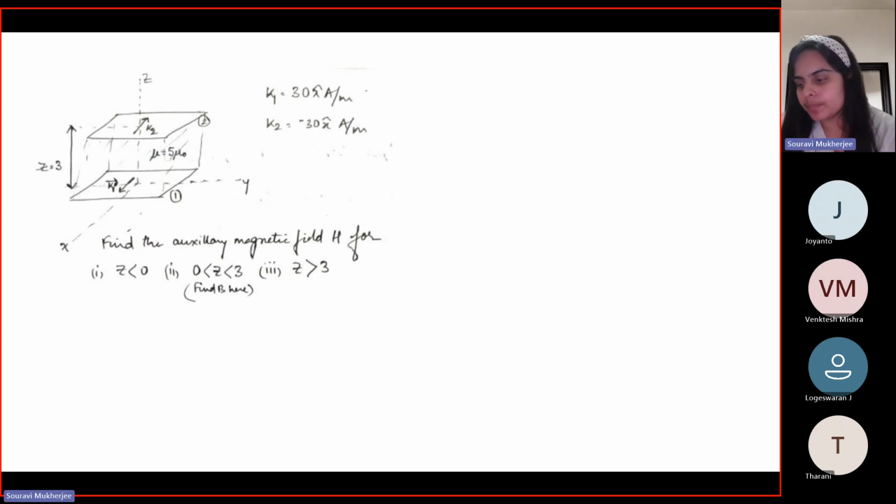So it's similar to the question that we had discussed with sigma and minus sigma charges moving with velocity v, right? So let us try to solve it.